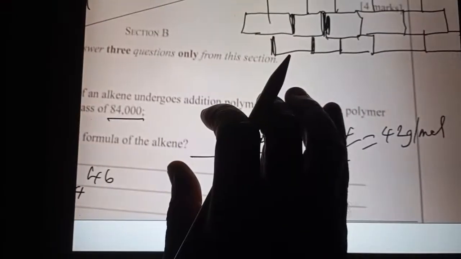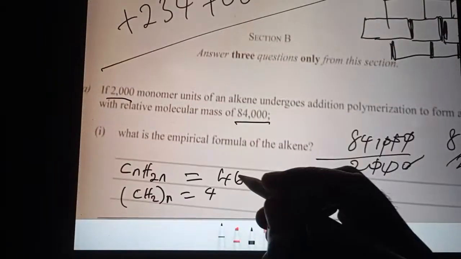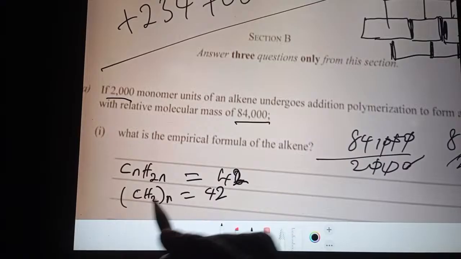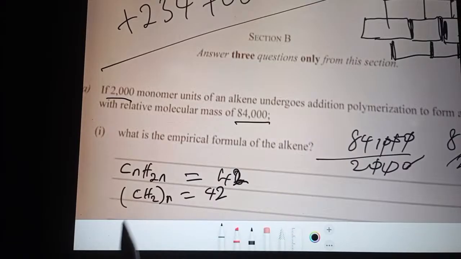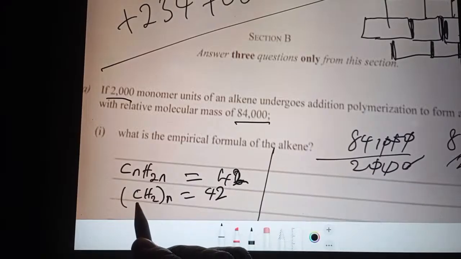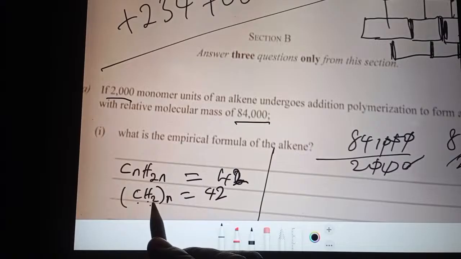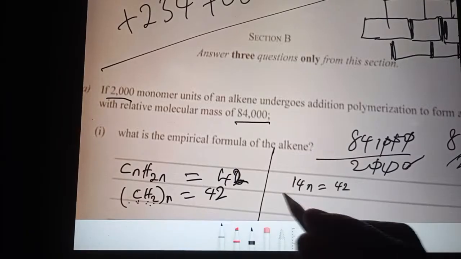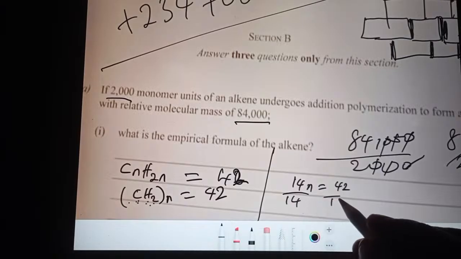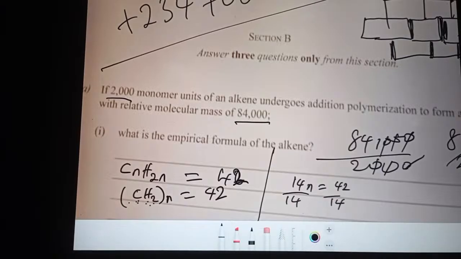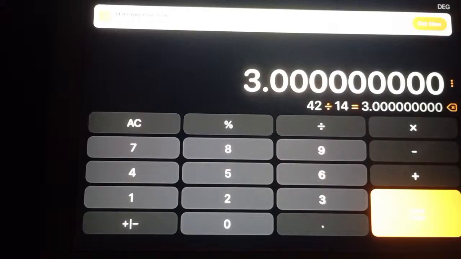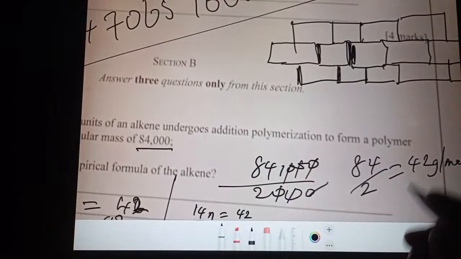Is it 46 or 42? It's 42, please don't mind me. It's 42. Carbon is 12, hydrogen is 1. They will give it to us at the end of the question. So CH2 means 12 plus 2, because 1 times 2 is 2 and 12 times 1 is 12. So we have 14n is equal to 42. Divide by 14. 42 divided by 14 is 3. So our n is 3.